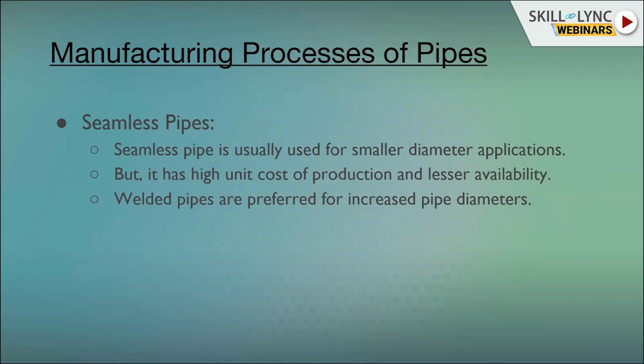I told you earlier, they are used for smaller diameter applications, but they have a high unit cost of production because you need to reheat that particular rebar to a particular temperature, which involves a very high cost, and it has very limited availability in the market. For example, for seamless pipes of high temperature and high pressure rating, only Jindal has the expertise in manufacturing this kind of pipes.